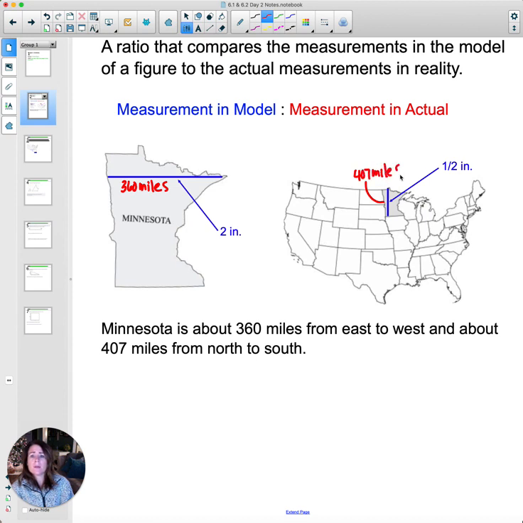So if we were going to be writing out a scale here, we would take the model measurement. In this first map, the model measurement is 2 inches, and that compares to 360 miles. Then in this second one, we'd have the model measurement, which is 1/2 of an inch, compared to 407 miles, the actual measurement.